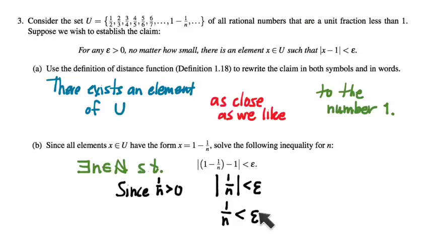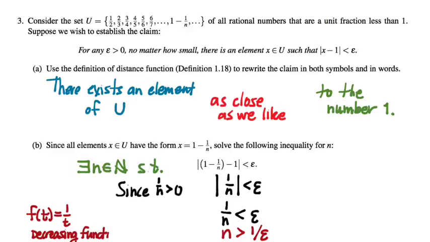So then what do we do from here? We just have to take a reciprocal on both sides. And the key here is, when I take a reciprocal on both sides, what happens to my inequality? It switches. Thinking in calculus terms, the function f of t equals 1 over t, the reciprocal function, is a decreasing function. If you look at the graph, y equals 1 over x, it has a downward slope everywhere. Since it's a decreasing function, when I apply it to both sides of an inequality, the inequality reverses. And so we get this statement: n is greater than 1 over epsilon.